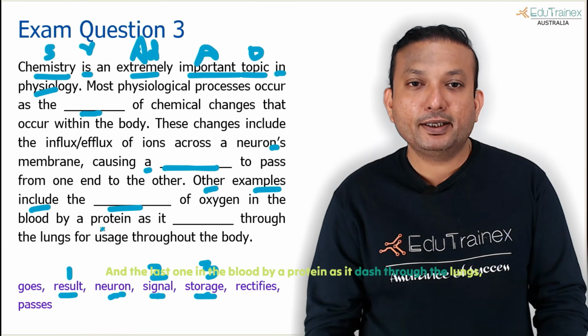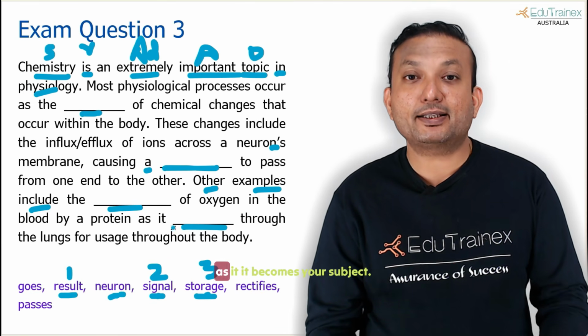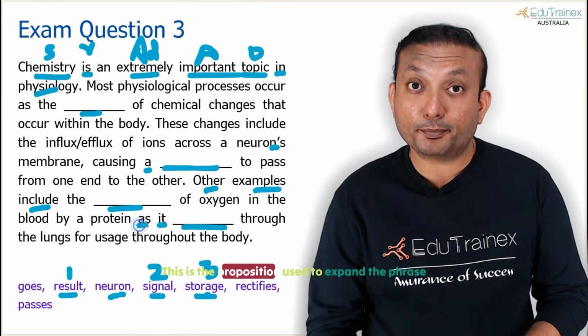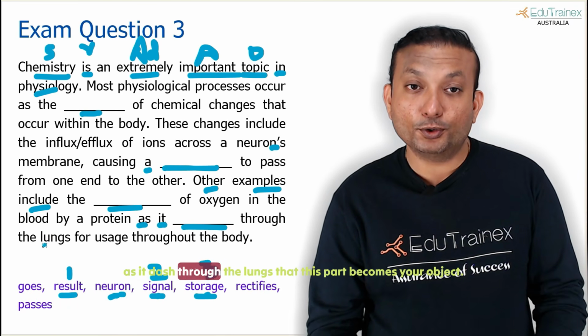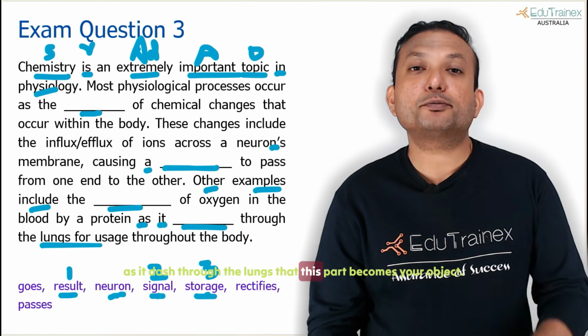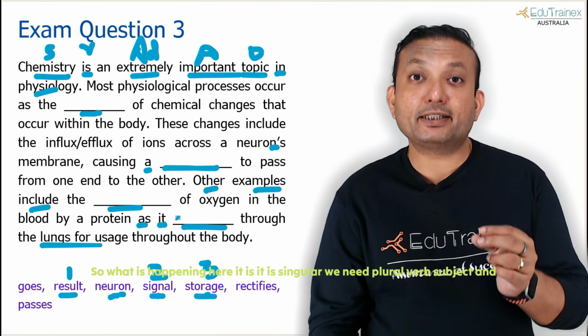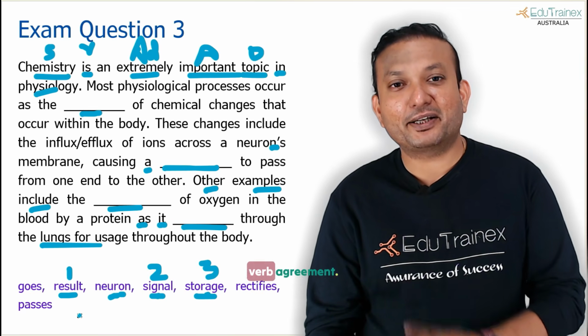And the last one, in the blood by a protein as it dash through the lungs. As it becomes your subject. This is the preposition used to expand the phrase as it dash through the lungs. That this part becomes your object. So what is happening here? It is singular. We need a singular verb, subject and verb agreement.